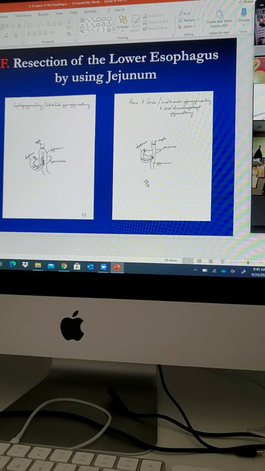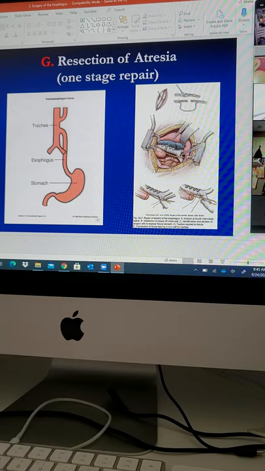Okay, and then it was that last picture I jumped over here, actually before. So this is the atresia treatment. And I mentioned that before, what they have to do is disconnect it from the esophagus here. Right, and this is the trach, actually disconnected from the trach and connect esophagus to the esophagus here. Okay, so that's all.